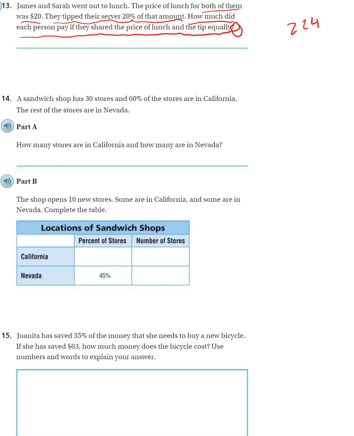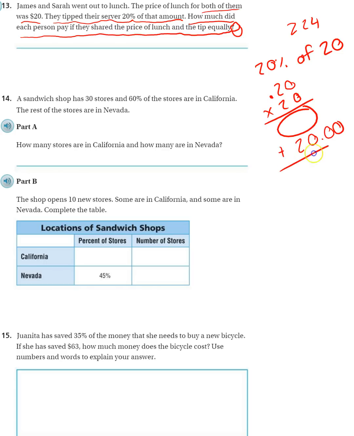So first thing we need to do is find the total amount of the bill. So first we need to find 20% of 20, and I would change this to a decimal, 0.20 times 20. Now this answer is going to show you their tip. So you have to take the tip plus the original $20, and that's going to give you the total.